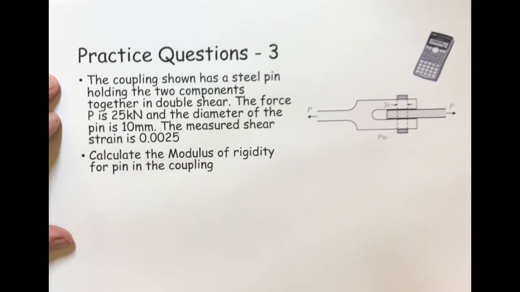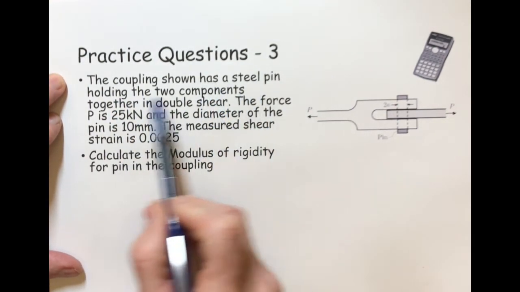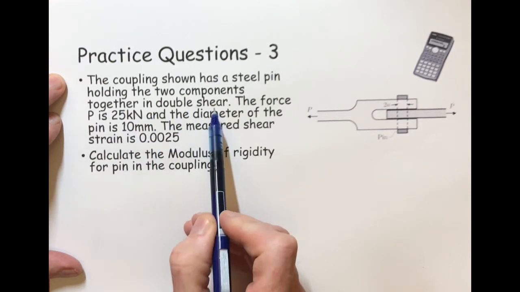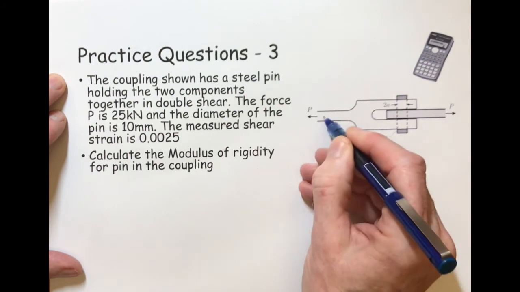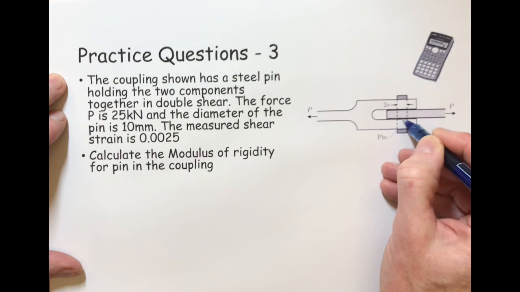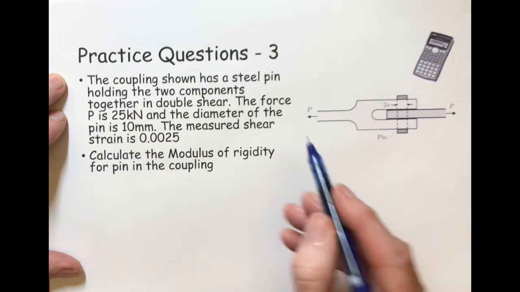Okay, so here we have practice question 3. Let's read through it. The coupling shown has a steel pin holding the two components together in double shear. Now what double shear means is that we've got the force pulling this way and this way. It's resisted by 2 cross-sectional areas on the same pin. So we need to bear that in mind in our calculation.